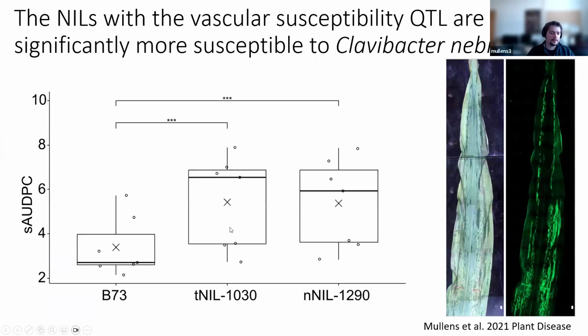I also screened one of the teosinte NILs, NIL 1290. So that's the vascular susceptibility NIL, against Clavibacter nebraskensis. This is a gram-positive vascular pathogen of maize, and they were also significantly more susceptible than B73, suggesting maybe this QTL has an effect on more than just XVV, but other vascular pathogens as well.